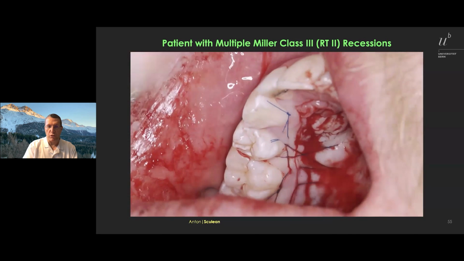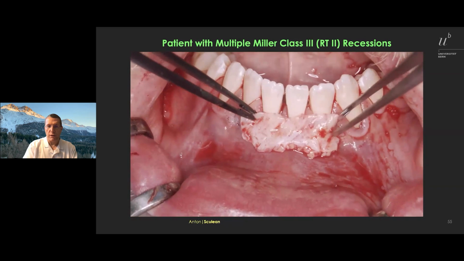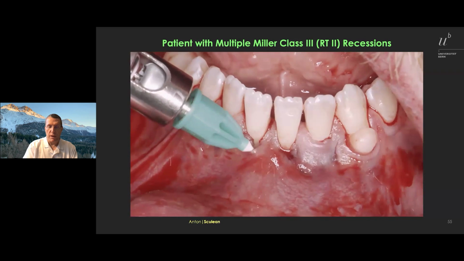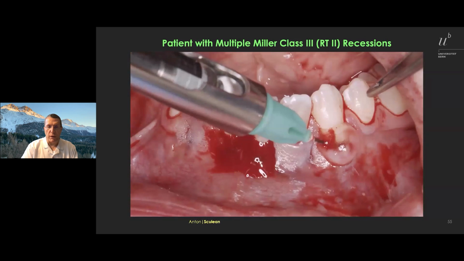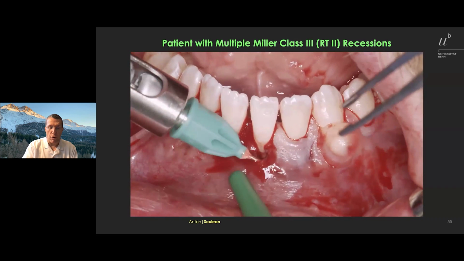Using the single incision technique, closing everything. This is my connective tissue graft. Then we can also use biologics. I like to use either enamel matrix proteins. We can use PRF or hyaluronic acid. I like to use a cross-link formulation.